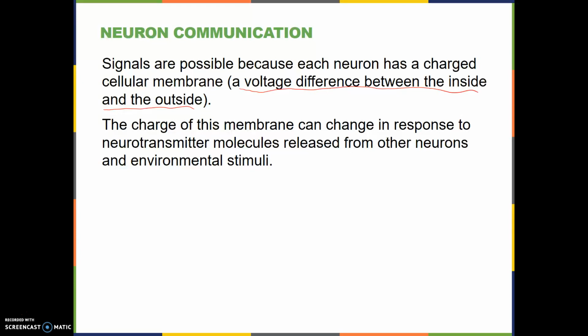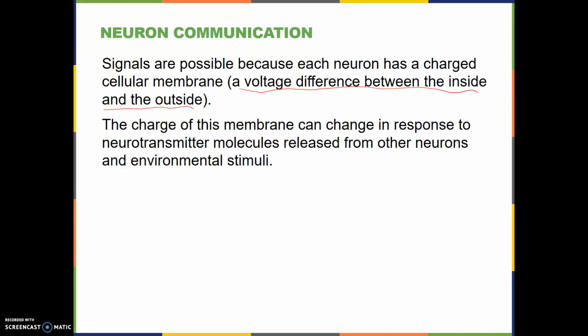It's kind of like a battery that has a positive and a negative end. The outside of the plasma membrane is positive and the inside is negative. So if the charge changes, if it reverses to where the inside is now positive and the outside is now negative, then that allows the voltage change to spread throughout the neuron, and that results in a nerve impulse.